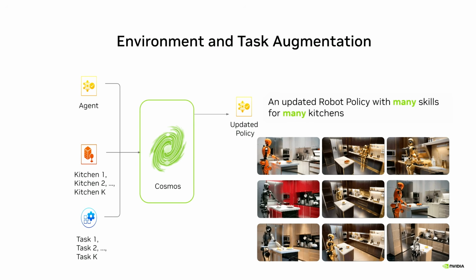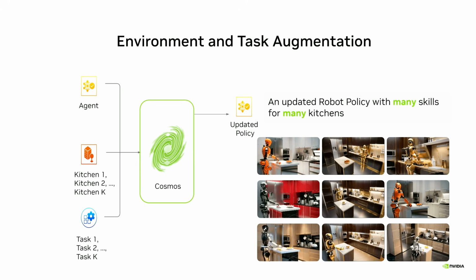You can augment environment and task simultaneously, and through the generative training facility, the output policy will be a stronger one with many skills. It can operate in many kitchens, and many skills, even covering unseen skills.